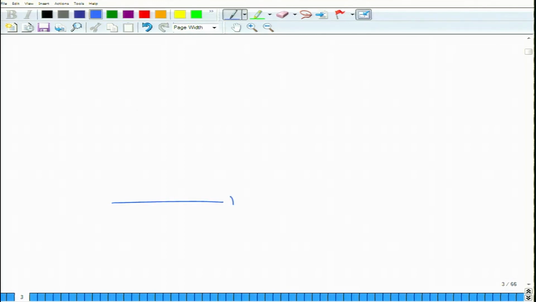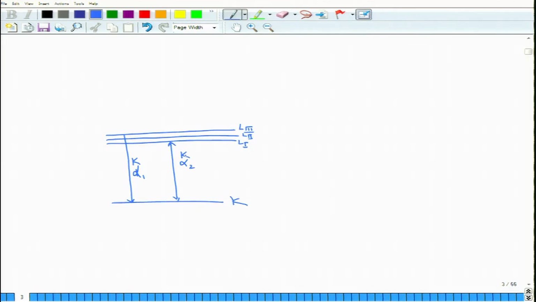If this is your K shell and this is your L shell, then the L shell has 3 subshells: L1, L2, and L3. Typically the transition from the L3 level is the alpha 1 transition, and transitions from L1 and L2, which are quite close to each other, are designated as alpha 2 transitions. This is the signature. In this case it will become K alpha 1, and accordingly you will have L alpha, M alpha and so on.